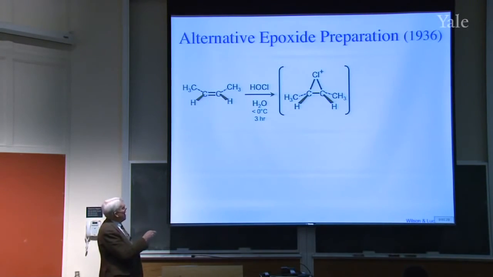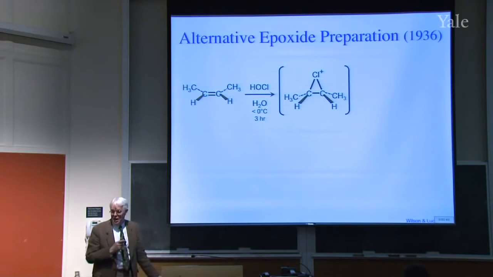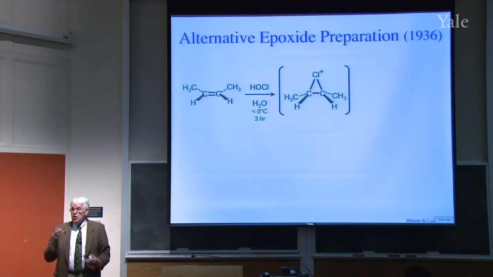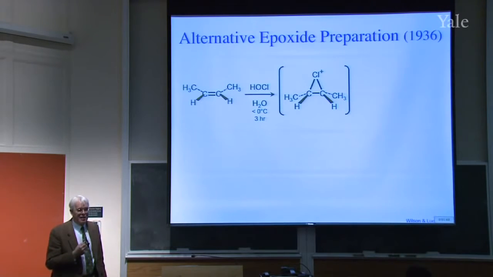But that's drawn in brackets because it's just an intermediate. It's not something that you isolate. It's very reactive. And remember, you made hydroxide. So what's going to be the next stage of the reaction? How will this react with hydroxide? How did the one that had a chlorine on it react with chlorine? Right? It's an SN2 kind of reaction, right?